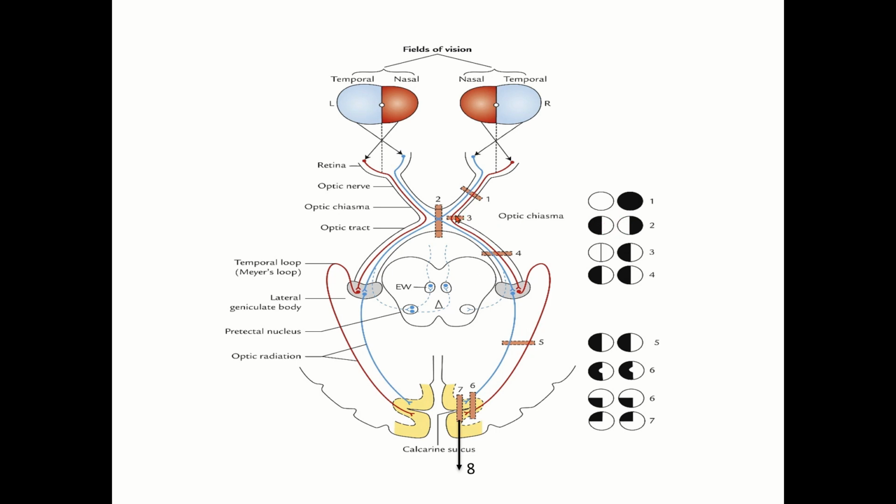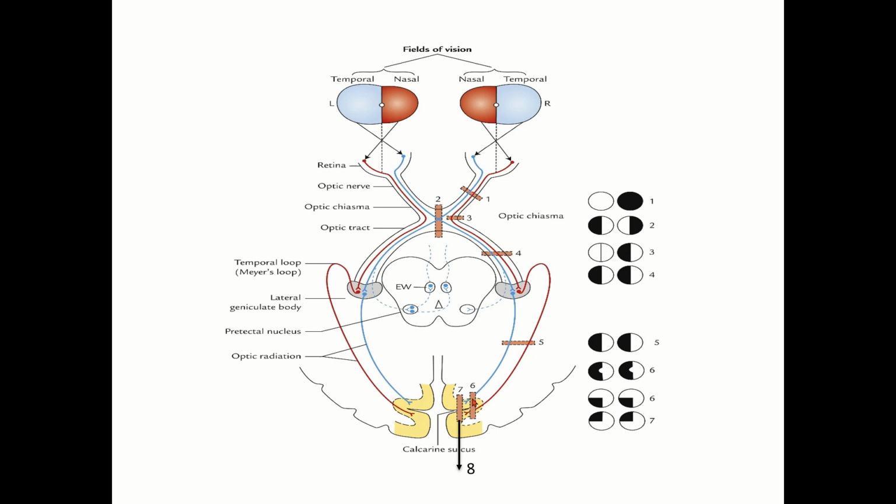And here you can see only the lateral part of the optic chiasma is damaged. That means only the temporal fibers are gone, so you can see this as a unilateral nasal hemianopia. Then there is damage to the optic tract and damage to the optic radiation, both of which result in left homonymous hemianopia.